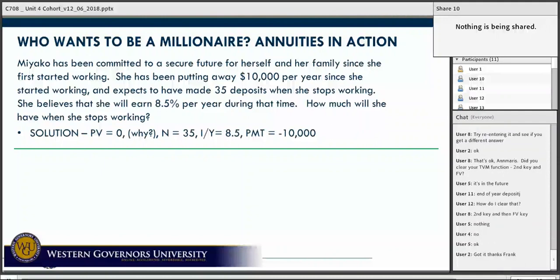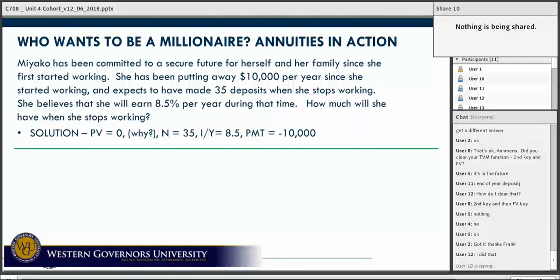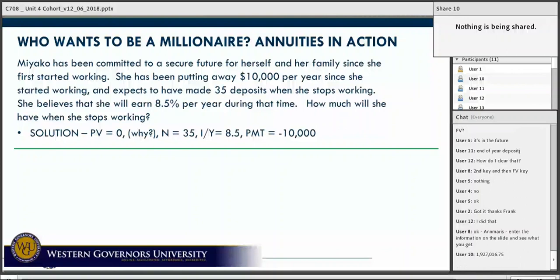And then we would enter N equals 35, I/Y equals 8.5%, and the payment is negative 10,000. So what would the solution be? Go ahead. And, okay, guys, on this question, if we enter 0 in the PV and we enter 35 in N, 8.5 in the I/Y, oh, Erica comes storming through.